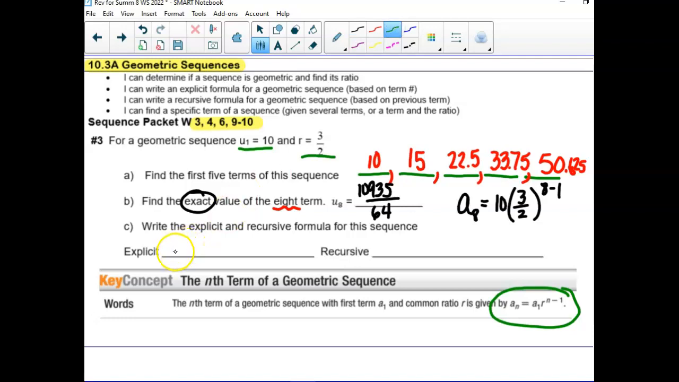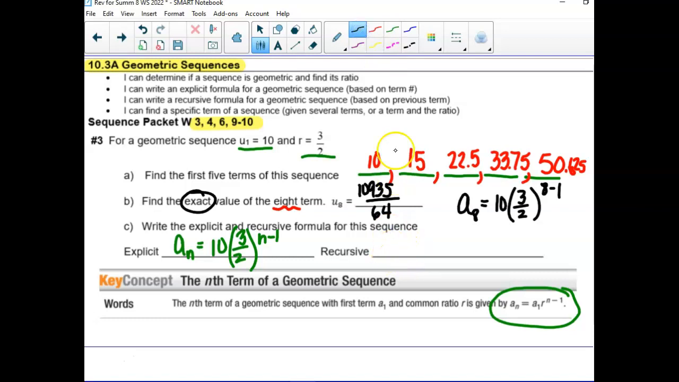All right, explicit is just this one that we just wrote down here. It's on the reference sheet. So can anybody quote it? It would be a sub 1 equals 10 times 3/2 to the n minus 1. And nobody's going to go ahead and do 10 times 3/2 is 15, right? Okay.